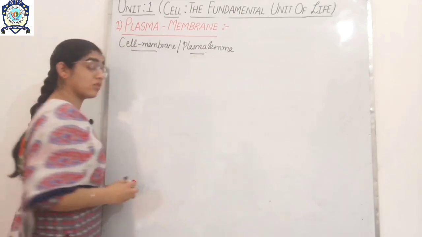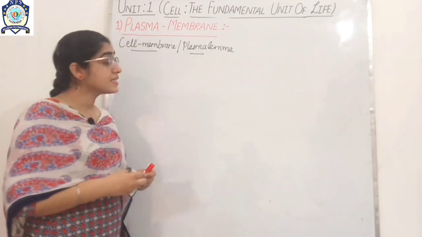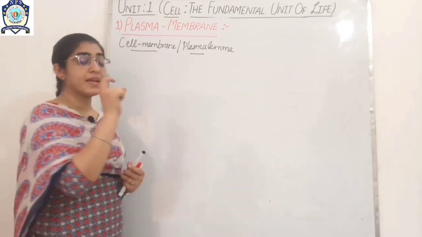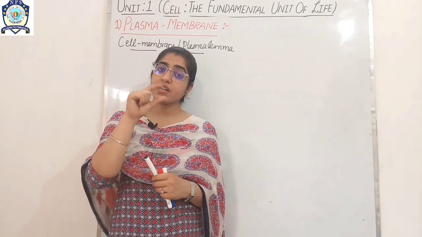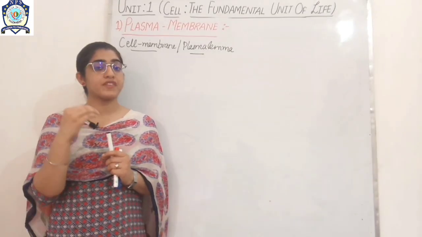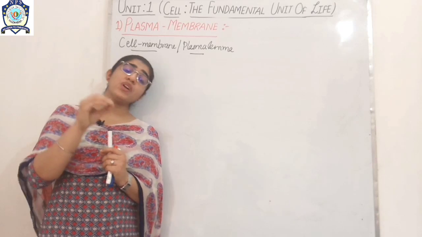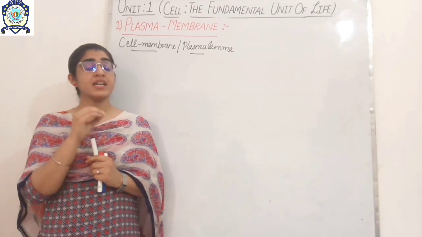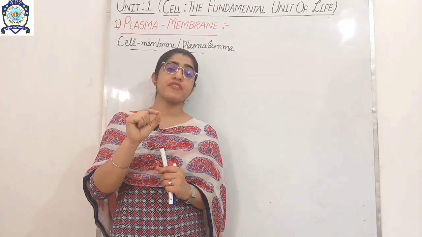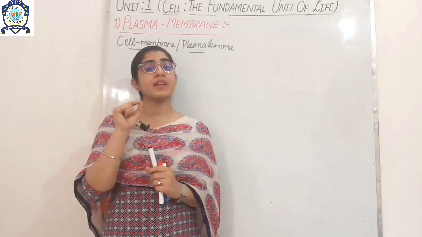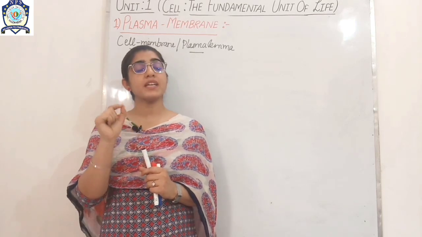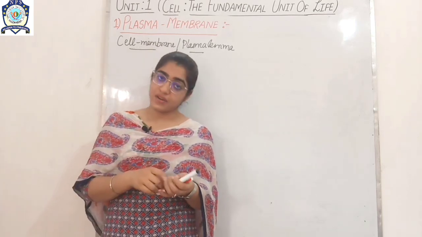Cell membrane or the plasma lemma. Cell membrane, as the name indicates, membrane is the outer covering, and cell membrane means the outer covering of the cell. So how we will define the cell membrane? Cell membrane is the outermost covering of a cell which separates the content of a cell from its external environment.